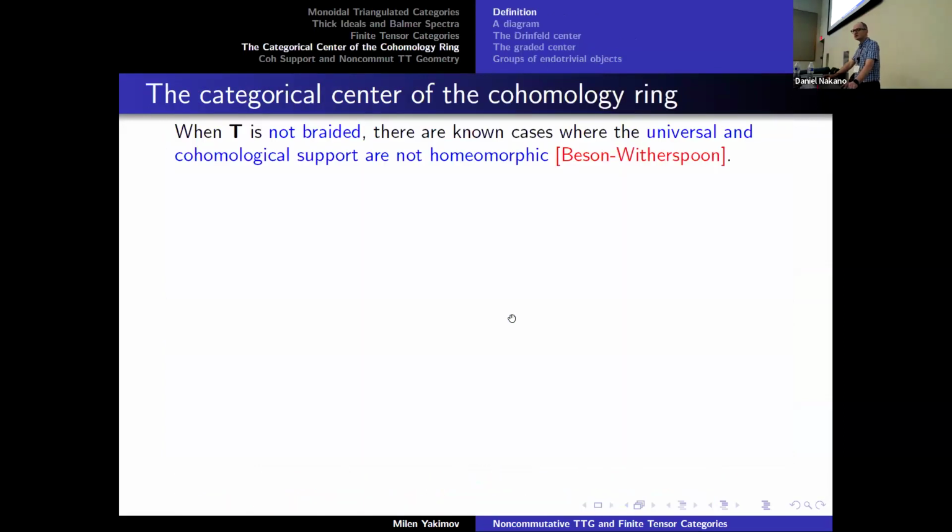Now it's even worse. If T is not braided, there are known cases where the two cohomological supports are completely different. There was a paper of Benson and Witherspoon about eight years ago that said that basically the two things are very much not related. They're just really different.